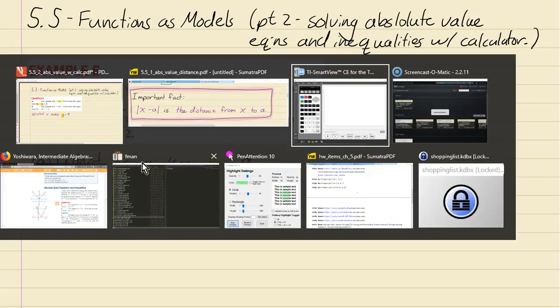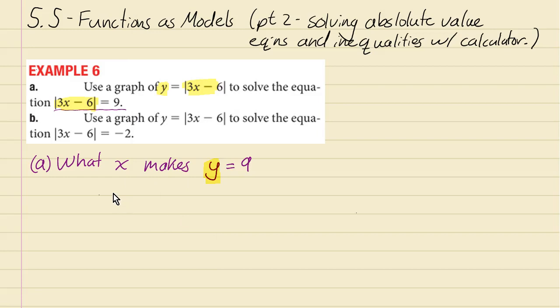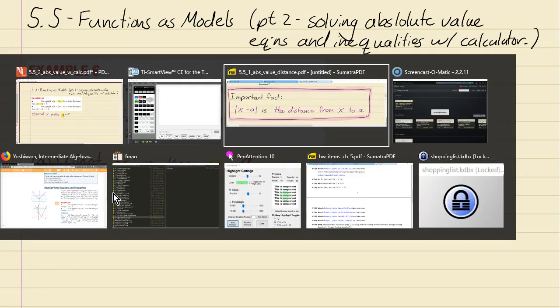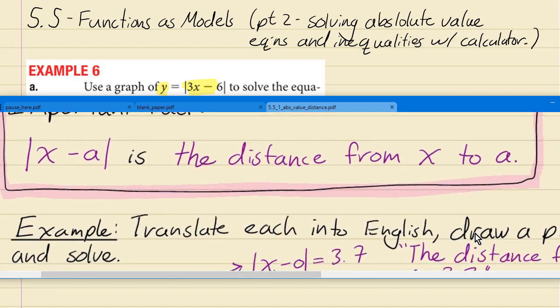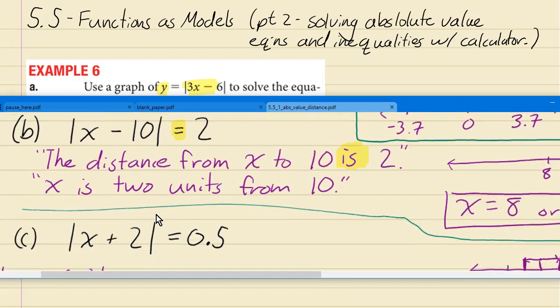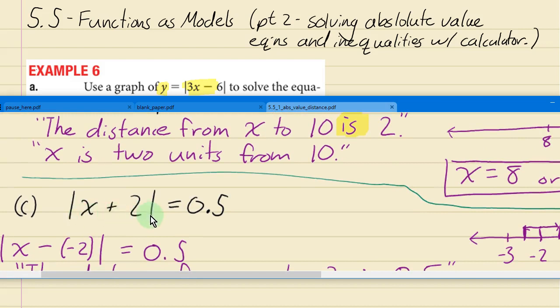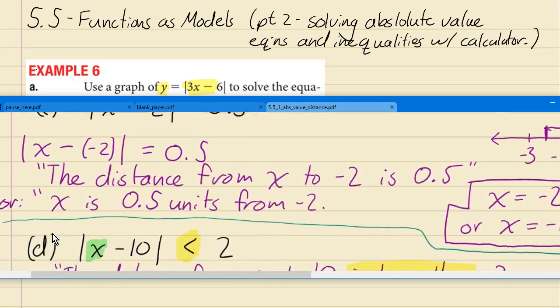Same idea as before, but I should mention that we can't use the techniques from the first video. Remember in the first video, we talked about this important fact: the absolute value of x minus a is the distance from x to a. We used that to solve equations like the absolute value of x minus 10, or the absolute value of x plus 2, which you can write as the absolute value of x minus negative 2, etc.